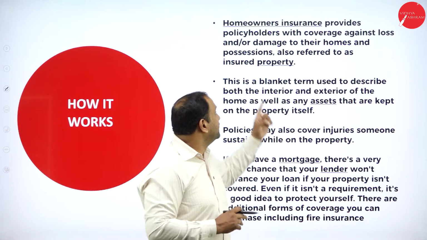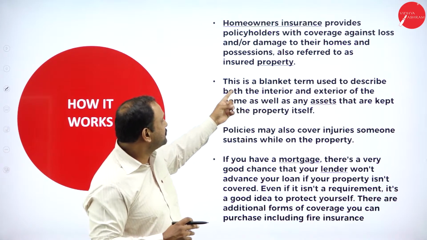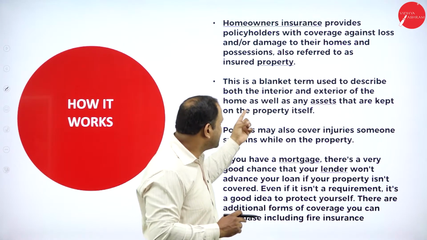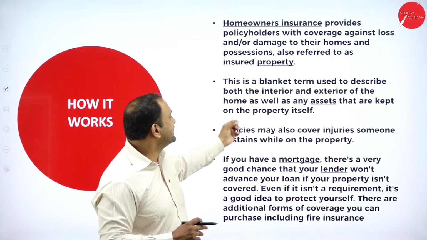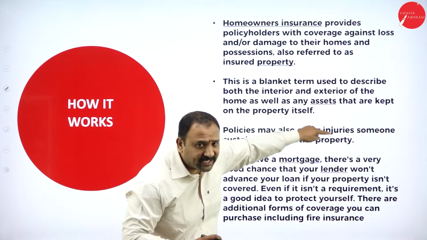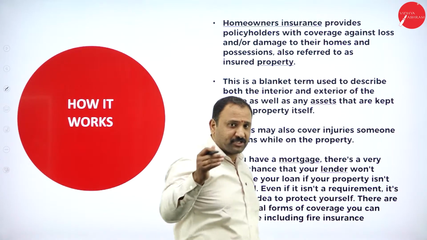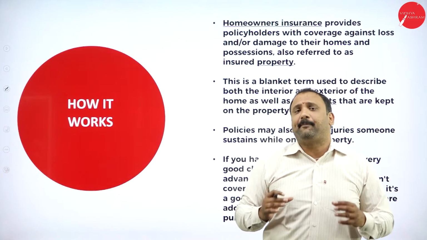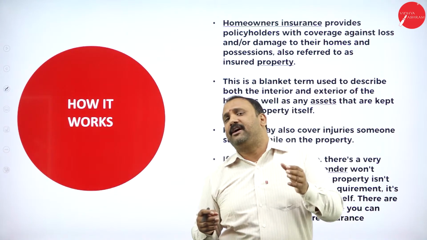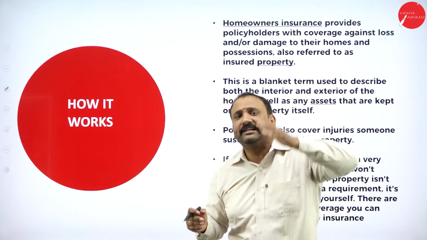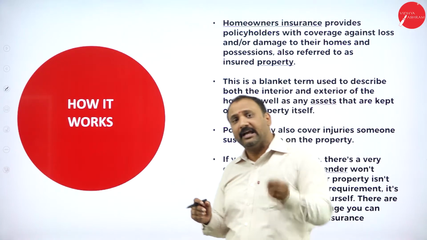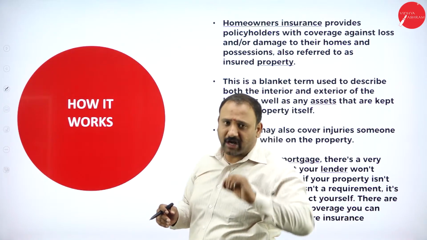Now, followed by which, this is a blanket term which is used both for the interior and exterior of the home as well as any assets that are kept on the property itself. Now we are coming into the factor. So the TV, the fridge, whatever is inside. Suppose there is damage caused by the fire to all the incidental values inside the property, then the insurance will also cover all those things.